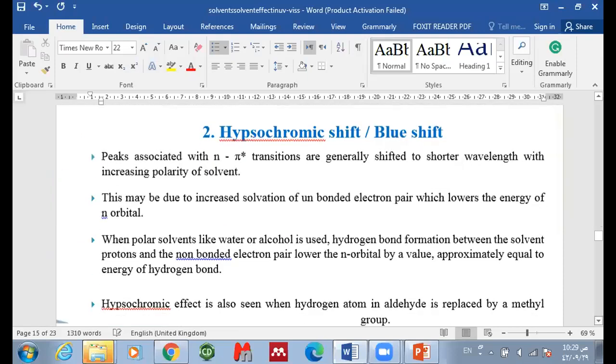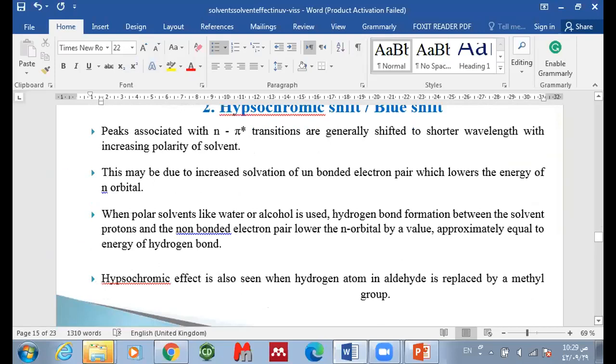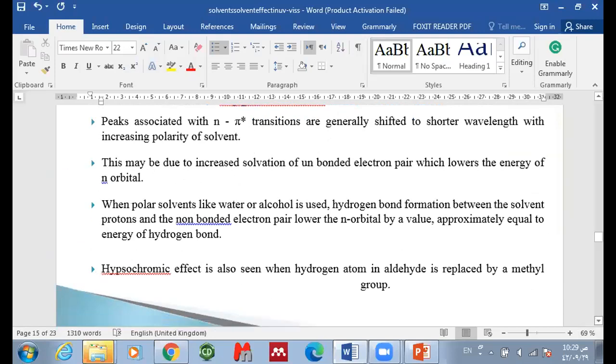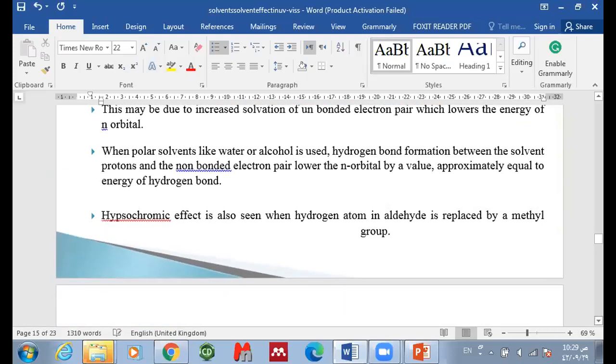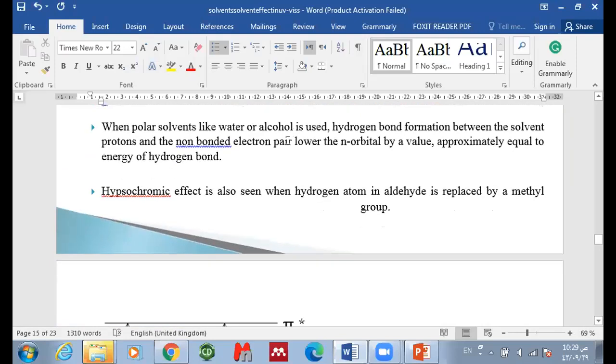And we discussed this before as well, hypsochromic shift, or we called it blue shift, to shorter wavelength, meaning higher energy. And we discussed a few minutes ago the polarity of the solvent. Polarity of the solvent will affect non-bonding electrons.